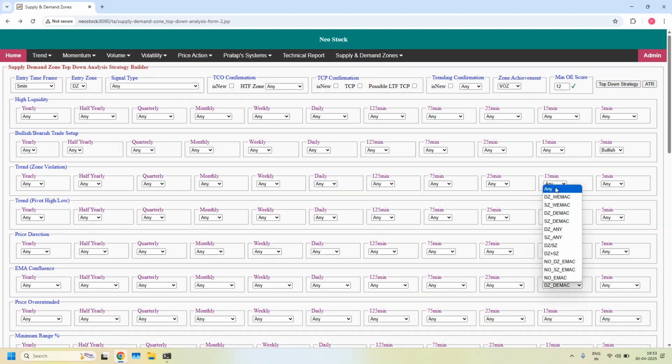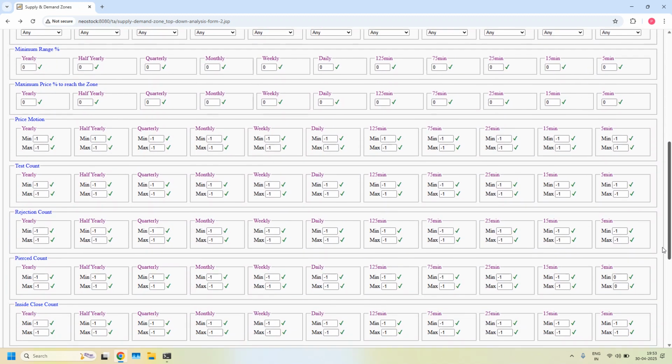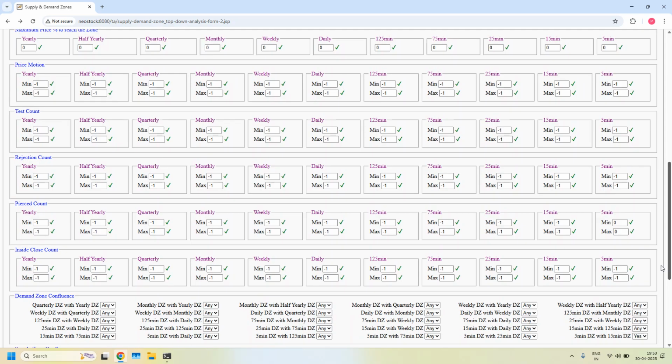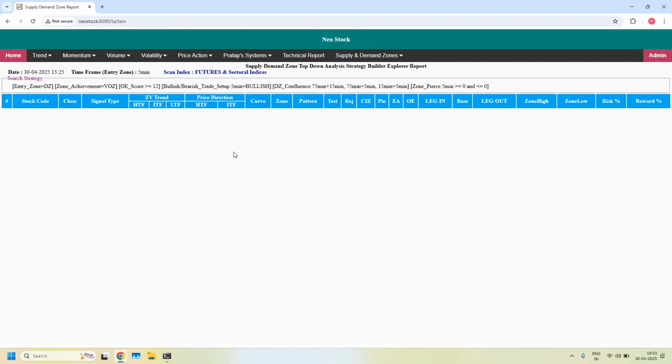I am removing the filter and let us check LTF, ITF, HTF demand zone confluence. That is 5 minutes, 15 minutes and 75 minutes demand zone confluence. First filter enabled: 5 minutes and 75 minutes demand zone confluence. 15 minutes and 75 minutes demand zone confluence. With all the 3 filters, we did not get any stock. So none of the stocks are having all the 3 demand zone confluence.